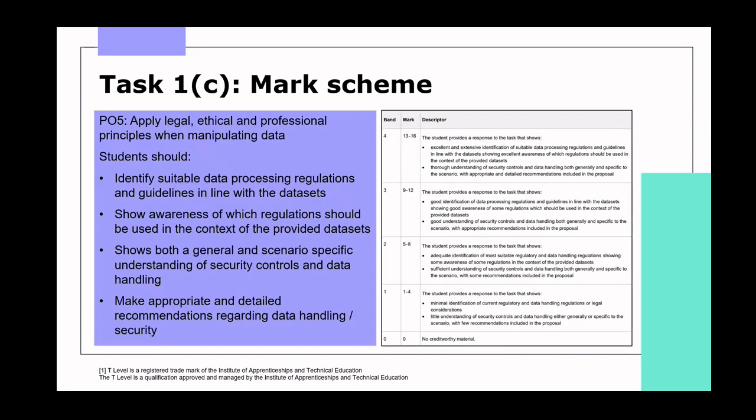Now, this subtask assesses performance outcome 5, and examiners will be awarding students for identifying the regulations and guidelines that are relevant to the data sets and applying them to the data for the scenario and context in the brief, showing both a general and scenario-specific understanding of data handling and security controls, and making recommendations for the data handling and security.